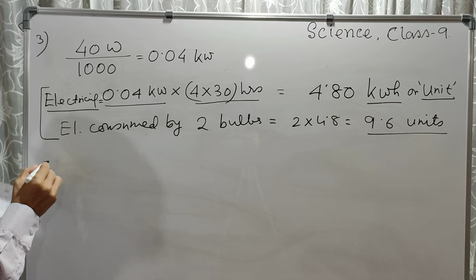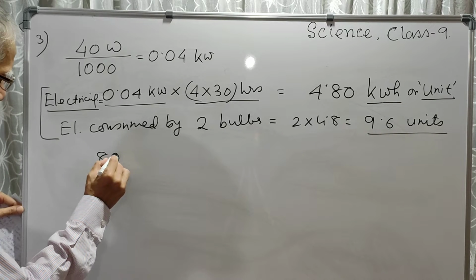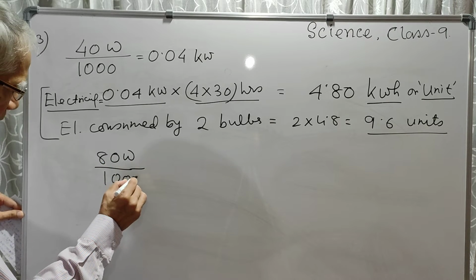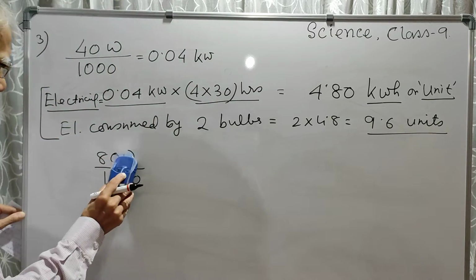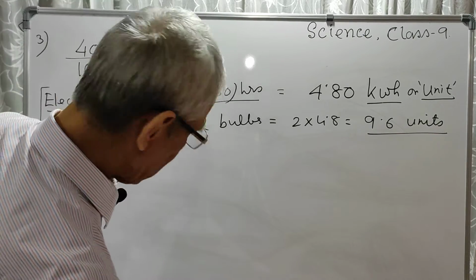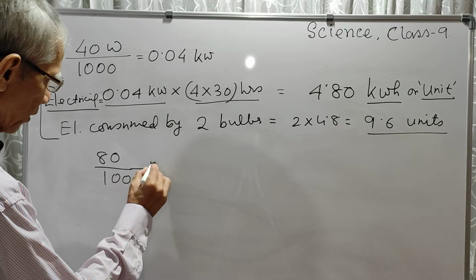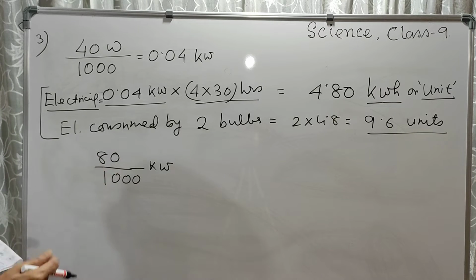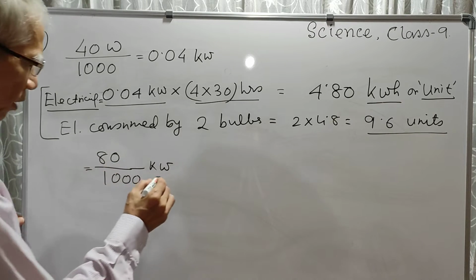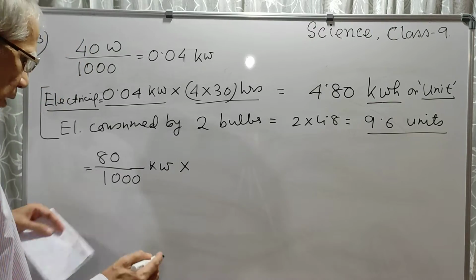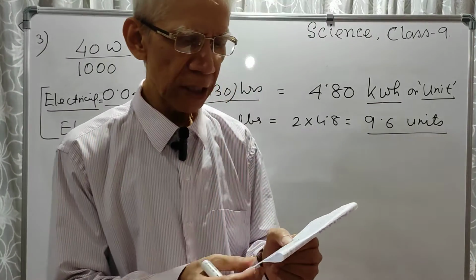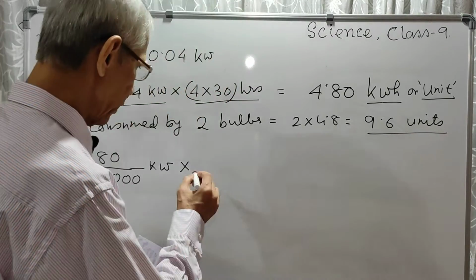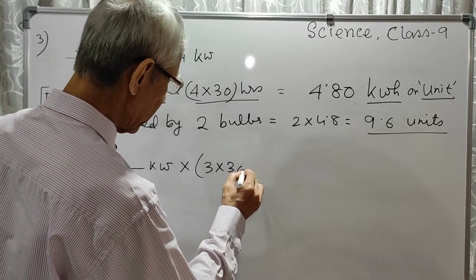Now come to the fan. Now the fan is what? 80 watt. Now 80 watt, if we divide by 1000, it will become kilowatt. So you have to convert to kilowatt, remember. So this is the kilowatt. This is the power of one fan. All right. Now this power into time. The fan is used 3 hours daily. Every day 3 hours. Therefore, for a month of 30 days, what will be 3 into 30? That is 90, isn't it?